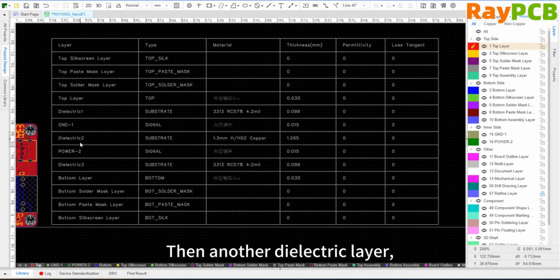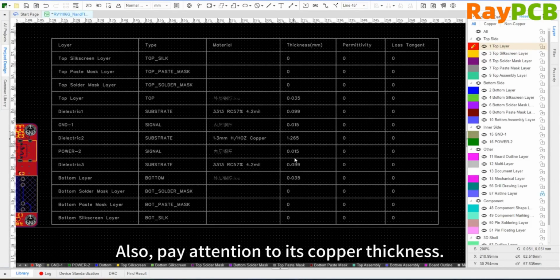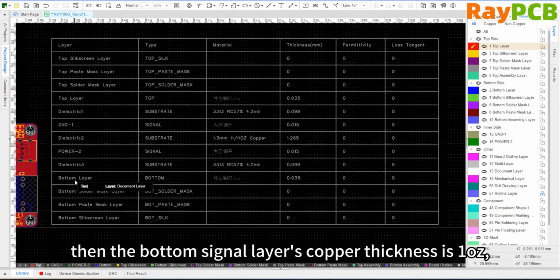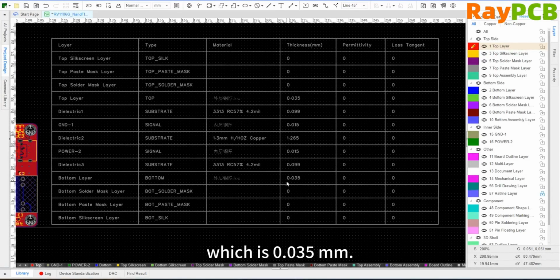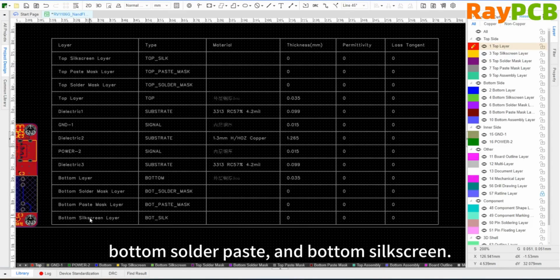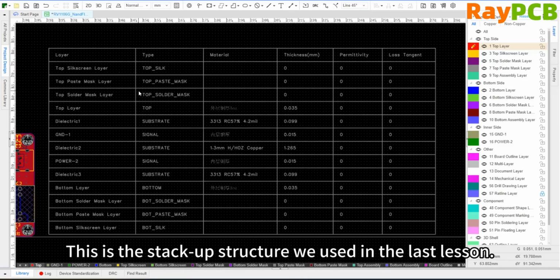Then there's another dielectric layer. Next, the third layer is the power layer, and again, pay attention to its copper thickness. Then comes another dielectric layer, followed by the bottom signal layer, where the copper thickness is also 0.035 mm. After that, there's the bottom solder mask, bottom solder paste, and bottom silkscreen. This is the stack-up structure we used in the last lesson.